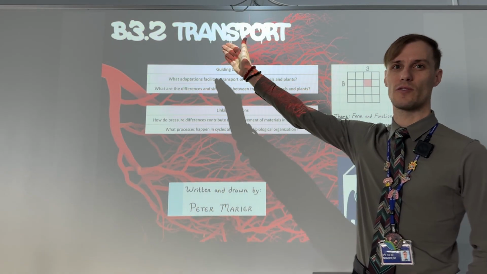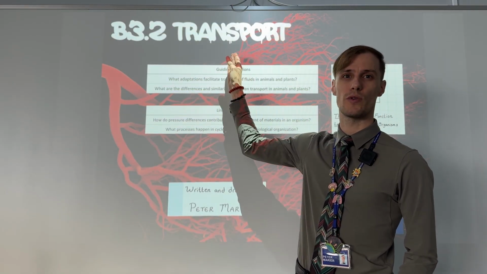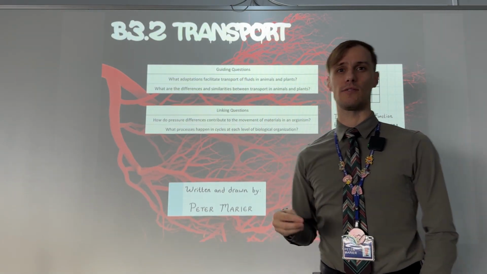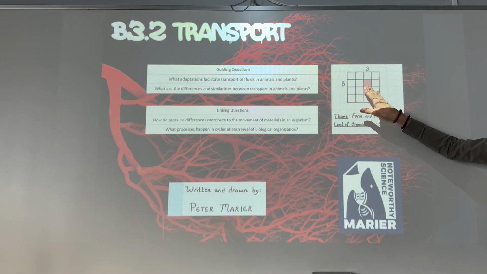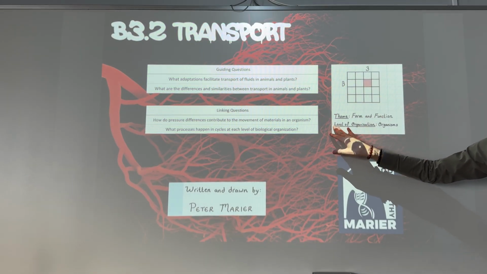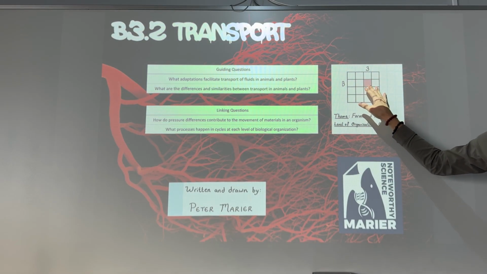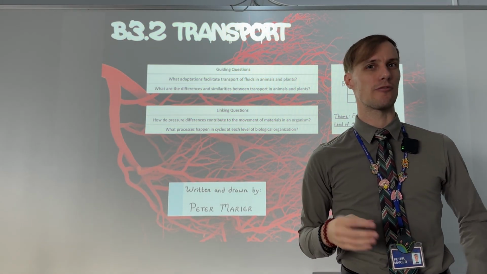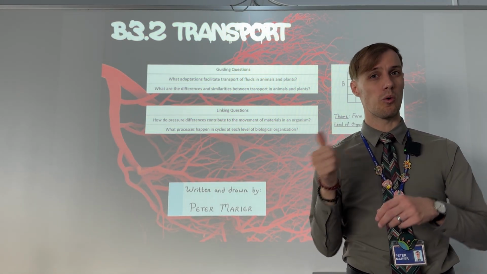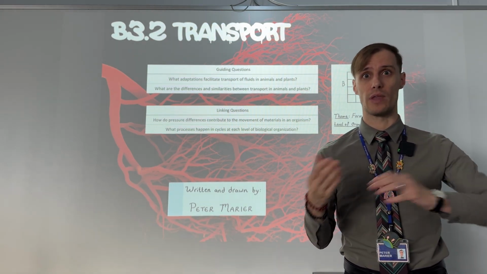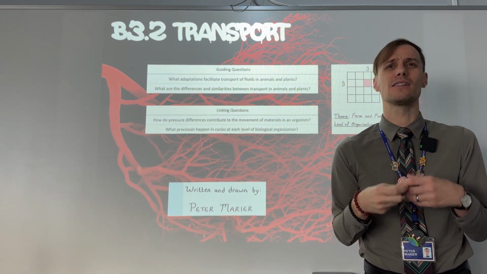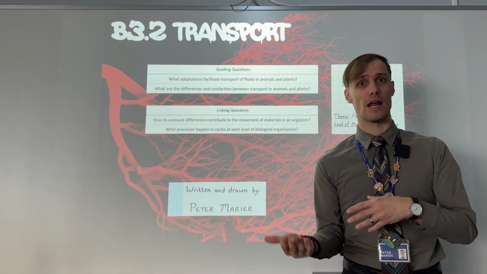Today we're going to be going over subtopic B3.2 Transport at the additional higher level. Under the curriculum matrix, this falls under theme B, form and function, and under the level of organization of 3, organisms. Questions to keep in the back of your mind for this subtopic are: what adaptations are there to transport fluids in both animals and plants, and how does this process differ between animals and plants?